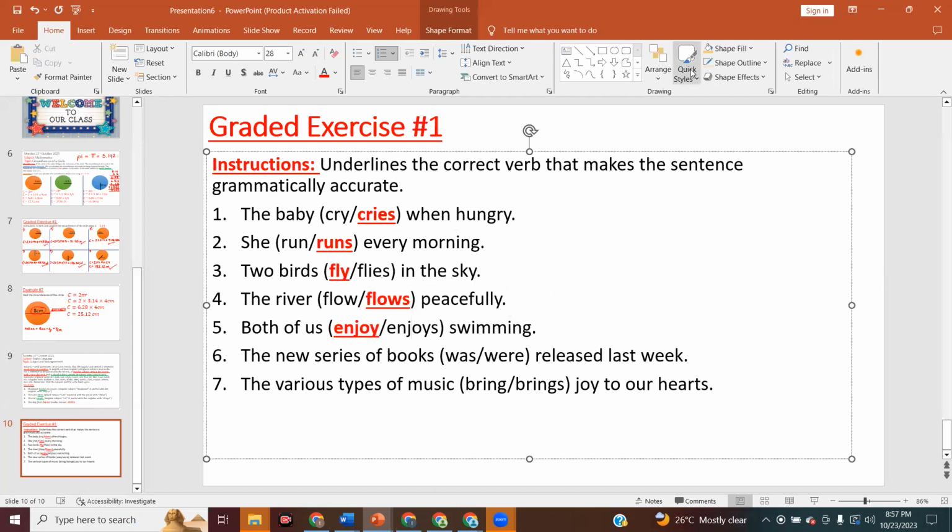And number 6. It's gonna be interesting. The series of books was or were released last week. Were. Really? Why are you saying were? Yes, sir. I'm positive. You positive? Where's past tense? Say it again. Where's past tense? So you say was? What do you think it is? You think it's were? Mm-hmm. Okay.